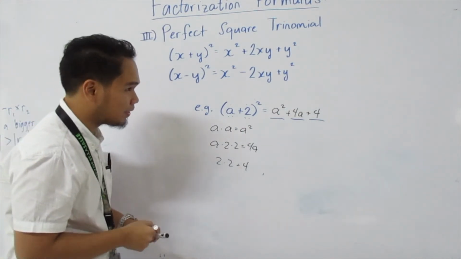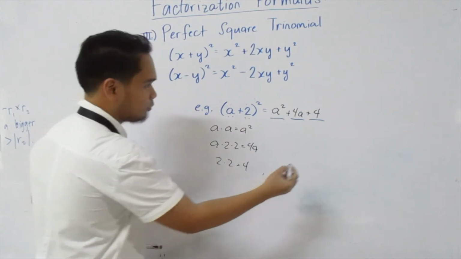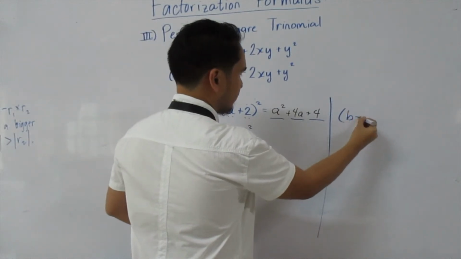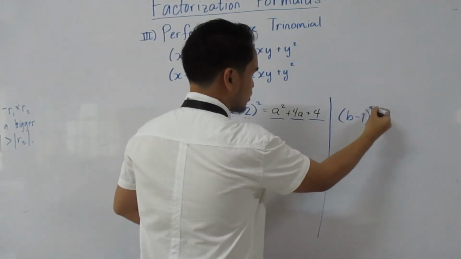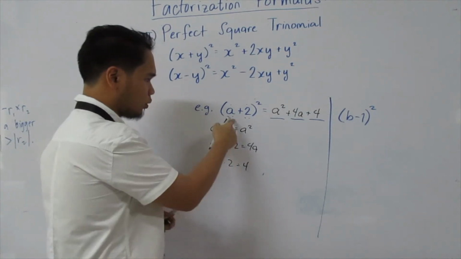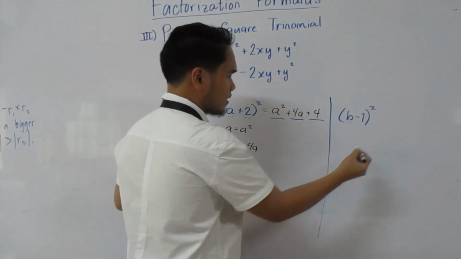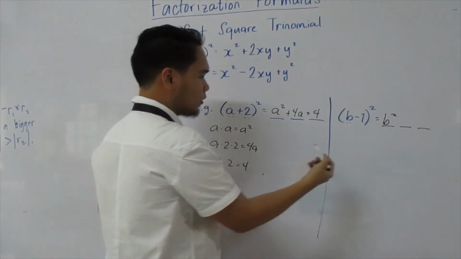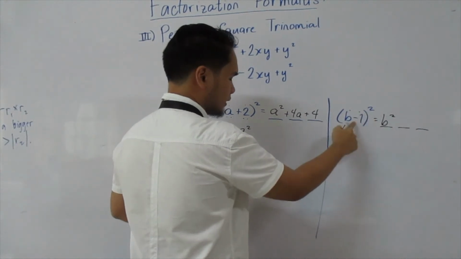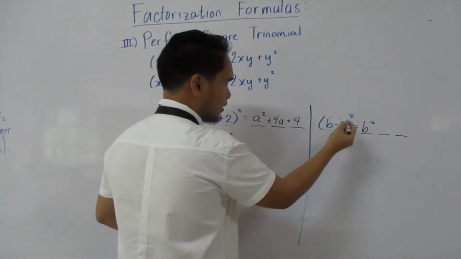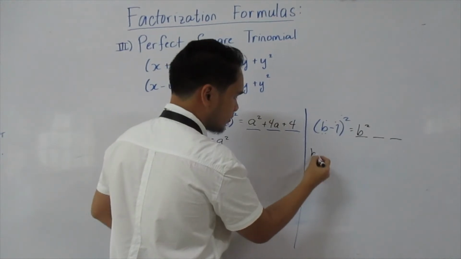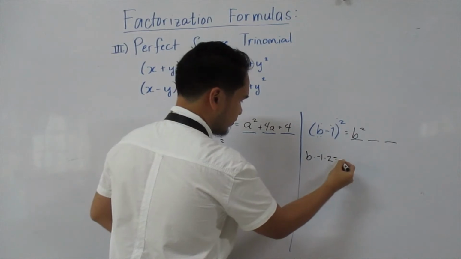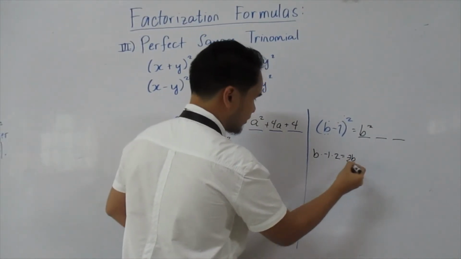Another example, say we have b minus 1 squared. Again, we're going to use this pattern. B times b is b squared. That's your first term. Imagine the 3 terms again. Middle term, b times negative 1, because 1 is minus, so that's negative 1, times 2. So clearly this will become negative 2b.